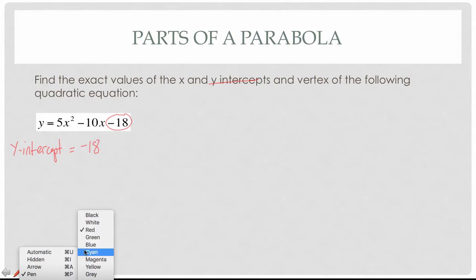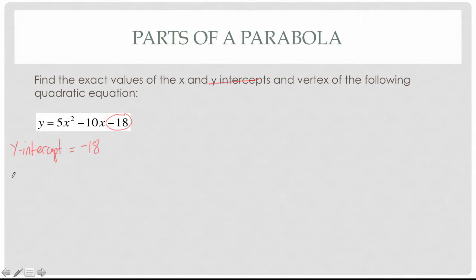Let's do the x-intercepts now. Let's do that in blue. So for the x-intercepts, if you think about it, those are the x values when y equals 0, right? Saying what values of x make it go to 0. So I need to solve this equation for what x values will make my y value go to 0.